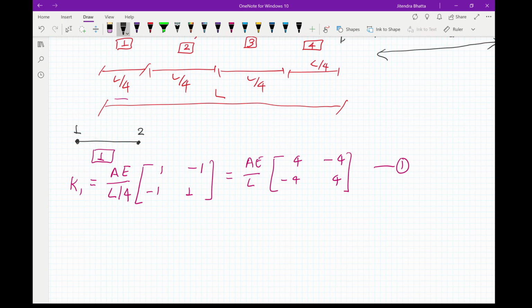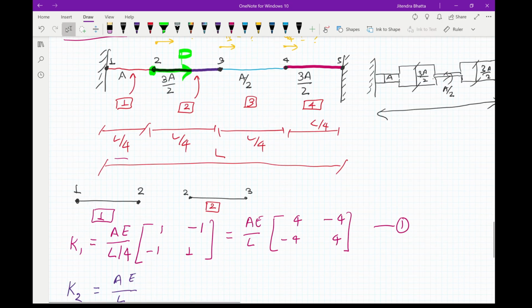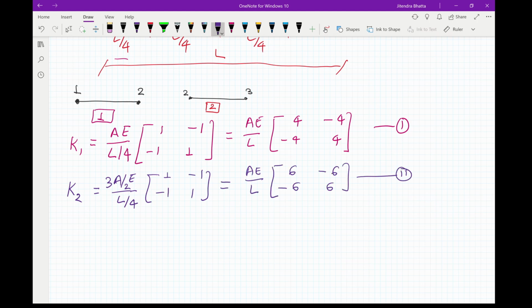Now let's look into element number 2, where this will be your node 2, this will be your node 3, and this is element number 2. Now for this one, your stiffness matrix will also be equal to AE by L, but you can see here that the area here is 3A by 2. Therefore, we write 3A by 2 and then L by 4. Now when you simplify this, this is number 2.